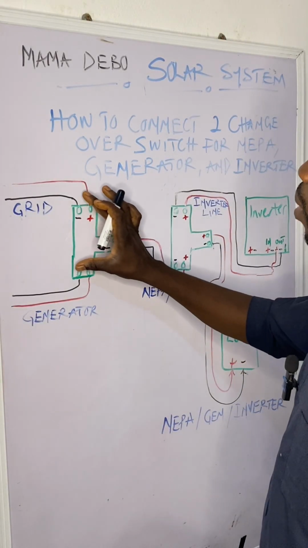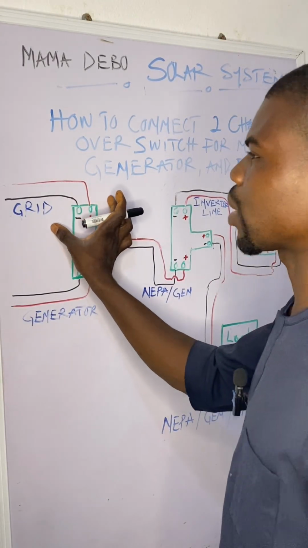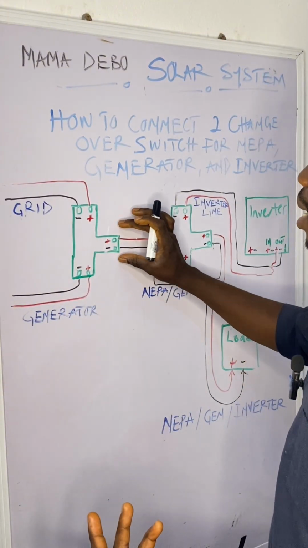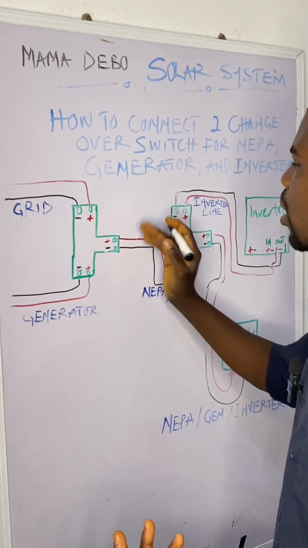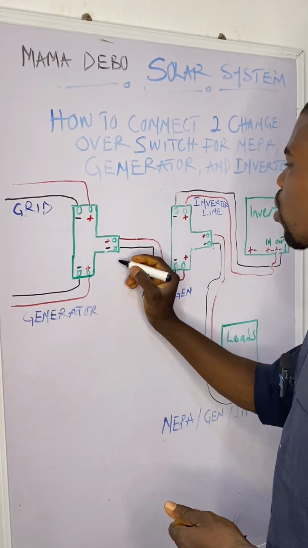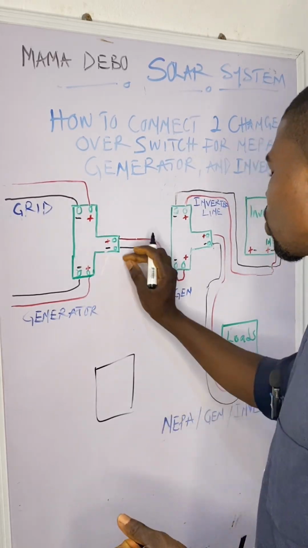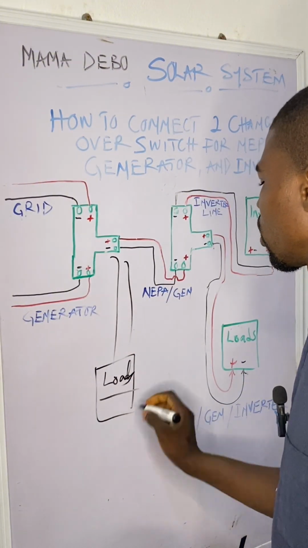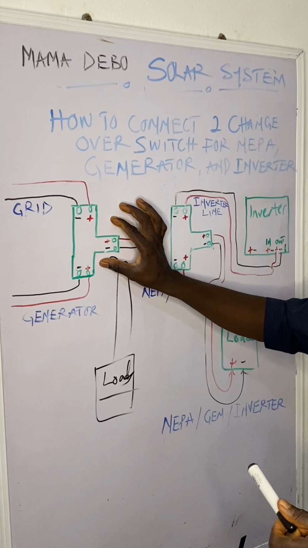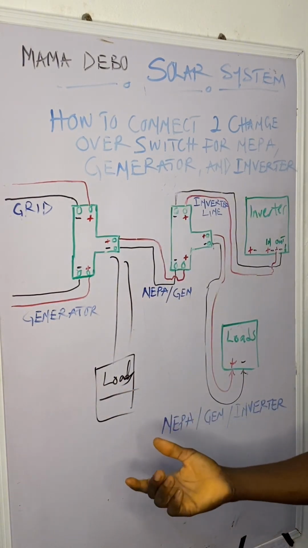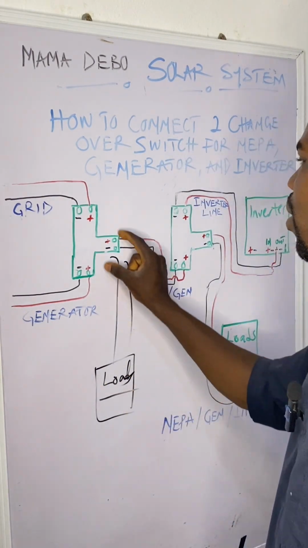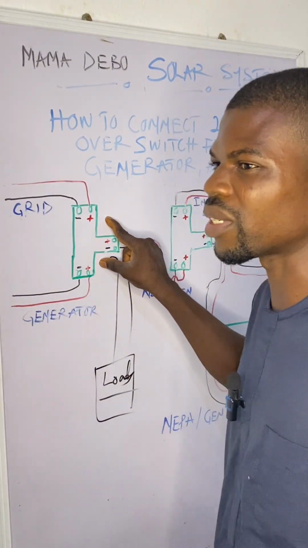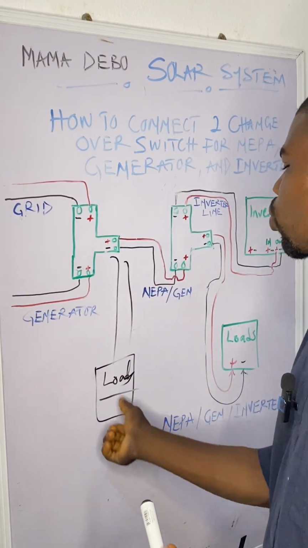Once you know the NEPA supply and you know the generator part, remember the output of this changeover, this one changeover, when you first get that, the output of this will go to this load straight. The output of this first changeover will go to the load. During your checking, you will notice that the output of this single changeover, the existing changeover your client is using, goes to the load.